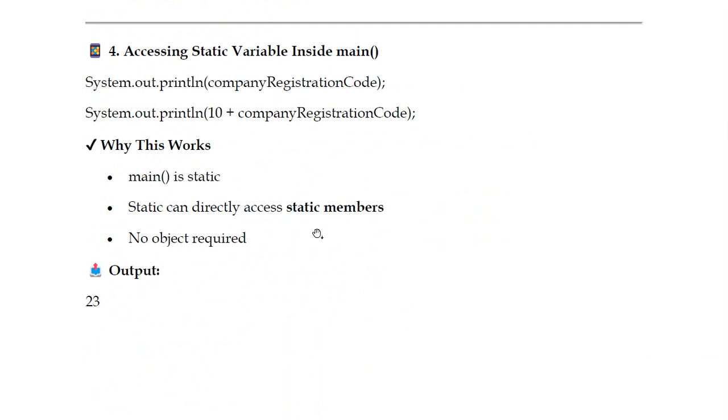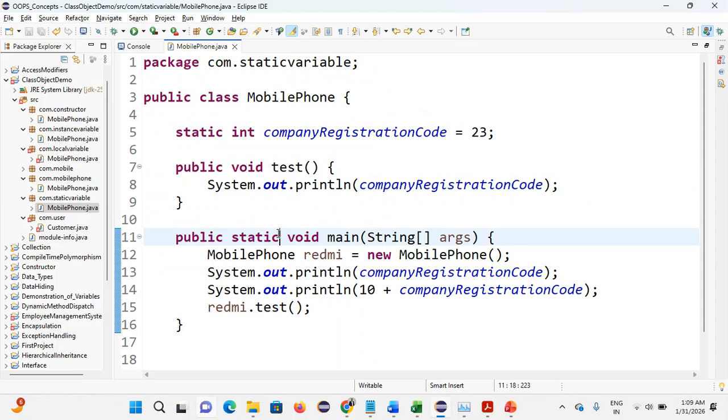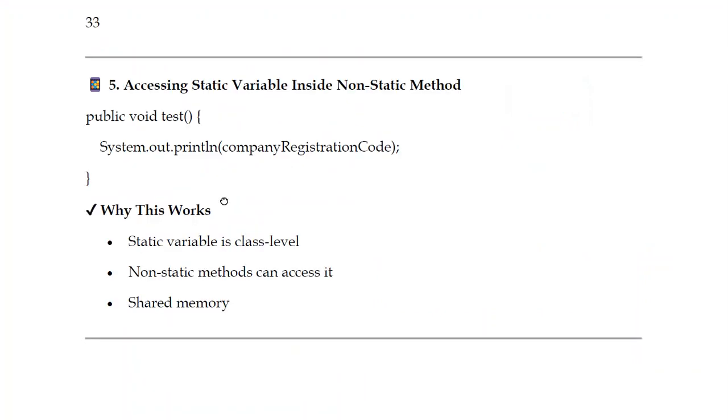So static can directly access the static members. No object is required. This is why the main method is also static. At the time of JVM loading, the main function will be called automatically because object creation is not required. So directly this method will be called, and memory is also saved.